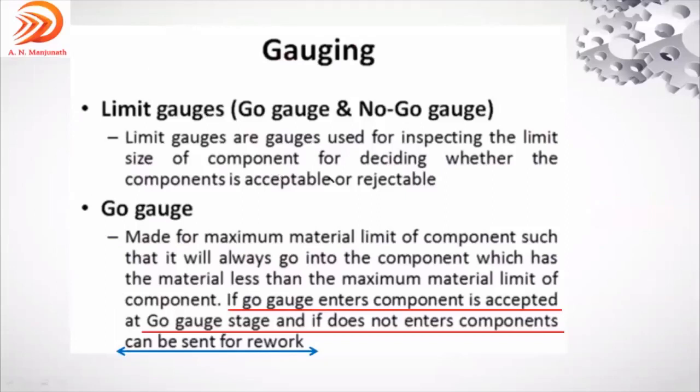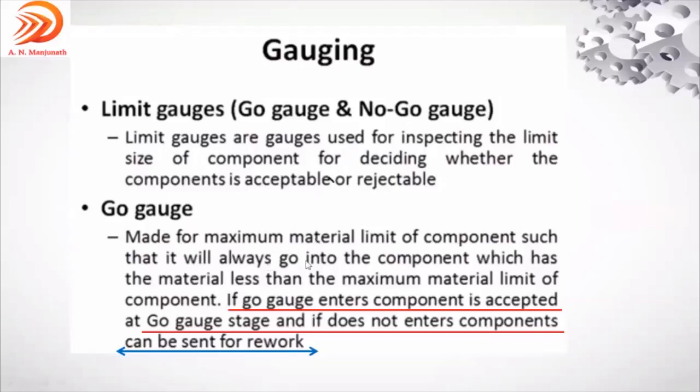You're not going to measure the component. You'll just make sure the state of the component is accepted or rejected. There is the limit gauges. In that, the go gauge, you see over here, is made for the maximum metal limit. If you see the figure previously, which I always refer to, the go gauge always represents MMC, maximum metal condition or maximum metal limit of the component.